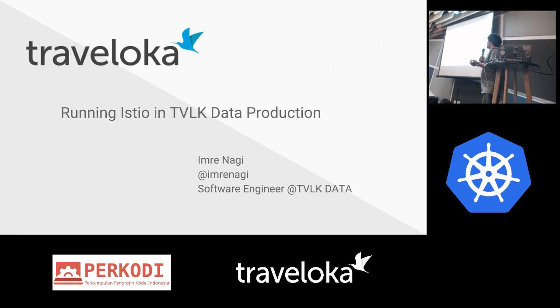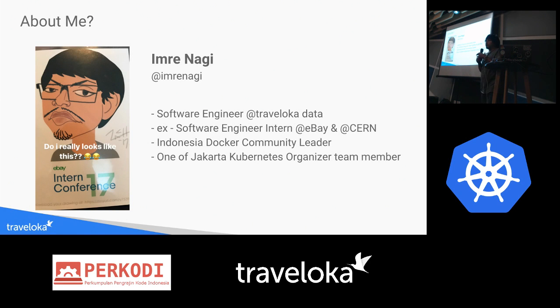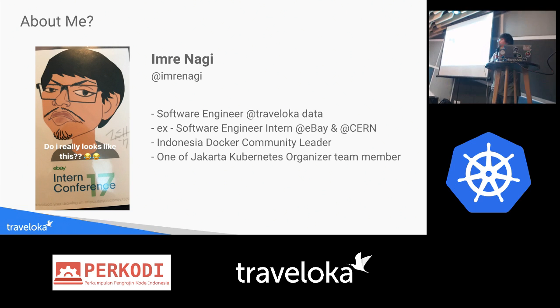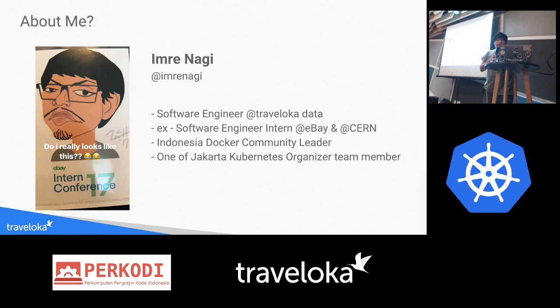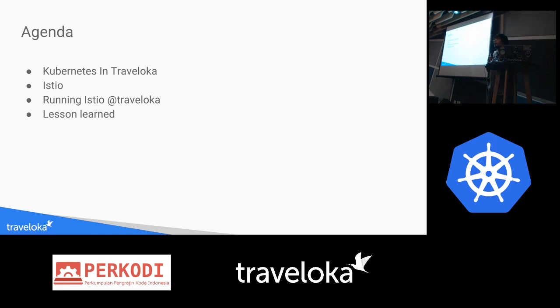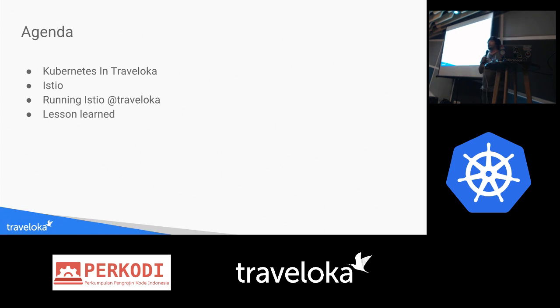Let me introduce myself. My name is Imre. Imre Nagi. You can call me Imre. Imre is now a software engineer in Traveloka Data. This is my cartoon that was taken about 2 years ago. I'm also a community leader, and one of the Jakarta Kubernetes organizers. So the agenda today, we are going to talk about four things: Kubernetes in Traveloka, Istio, how we run Istio in Traveloka, and the lessons learned that we got over the last 6 months.